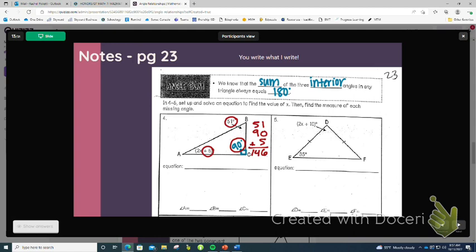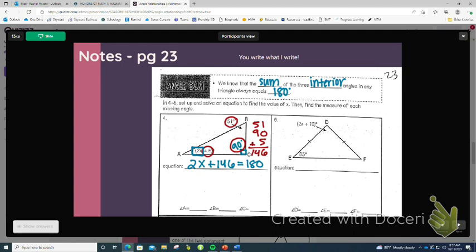Now let's look at our x's. I want you to box everything that has an x in it, which in this example is just 2x. Now we can combine those two things. 2x plus 146 equals 180. Always. Every single triangle you ever see will always add up to 180.